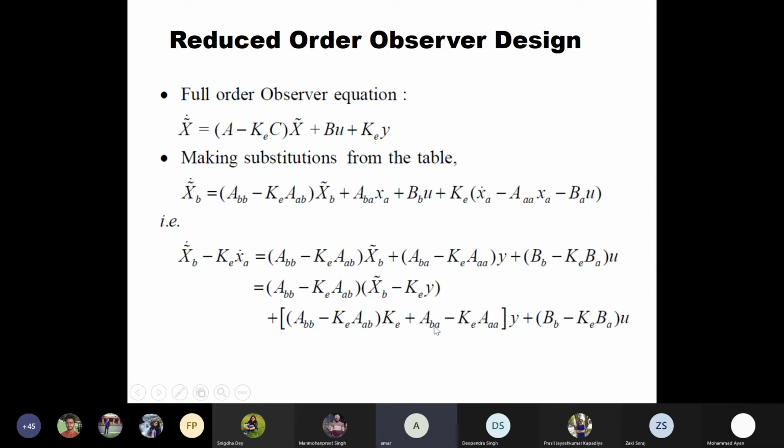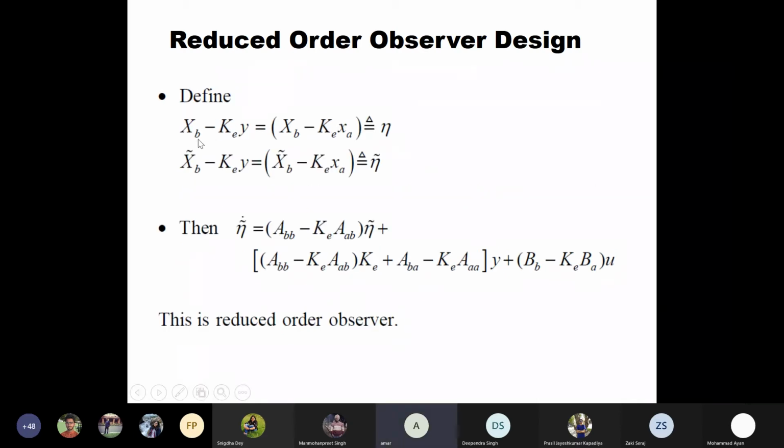And accordingly, I modify the equation. So I will get (A_bb minus K_e A_ab) times (x_b hat minus K_e y) plus, within third bracket, (A_bb minus K_e A_ab) multiplied by K_e plus (A_ba minus K_e A_aa) multiplied by y. Then (B_b minus K_e B_a) within bracket multiplied by u. These are basically modified to get the term x_b hat minus K_e y.